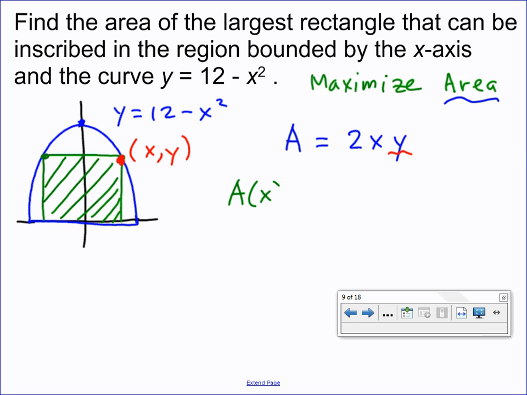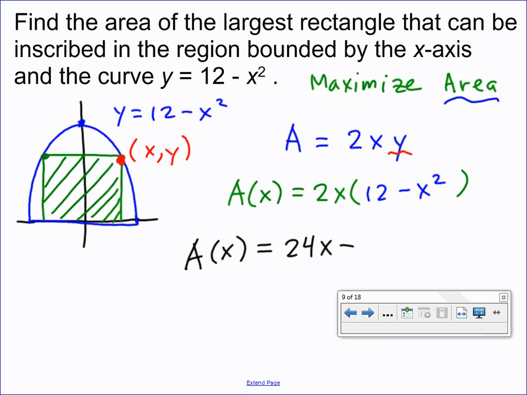So let's go ahead and do that. We get A of x equals 2x times y. Y was our blue parabola, 12 minus x squared. So it looks like A of x is given by 24x minus 2x cubed. Did I do that right? 24x minus 2x cubed? Yes? Awesome. And we can consider its domain.